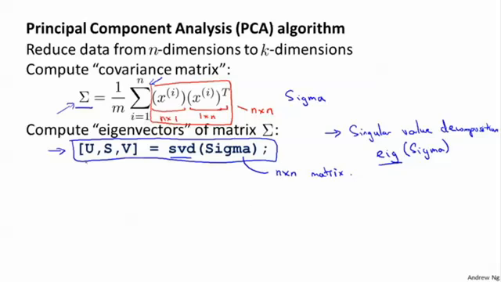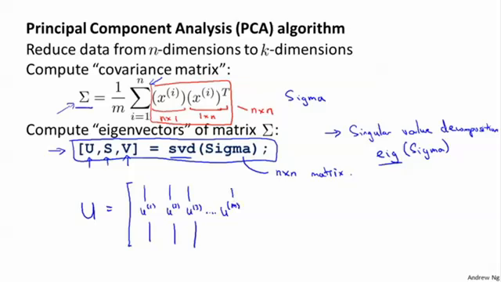And what the SVD outputs is three matrices, U, S, and V. The thing we really need out of the SVD is the U matrix. The U matrix will also be an n by n matrix. And if we look at the columns of the U matrix, it turns out that the columns of the U matrix will be exactly those vectors, u1, u2, and so on, that we want. So U will be an n by n matrix. And if we want to reduce the data from n dimensions down to k dimensions, then what we need to do is just take the first k vectors.